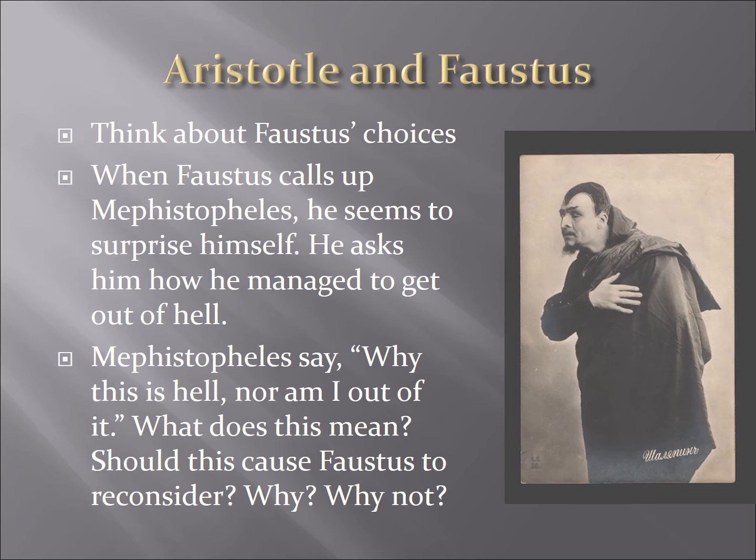Other people may have hinted at this, have danced around this idea, but here Marlowe has a character actually say, "Why, this is hell, nor am I out of it." So I think we should consider, what does this mean? Should this cause Faustus to reconsider what he's doing? Why or why not? You should think about that.